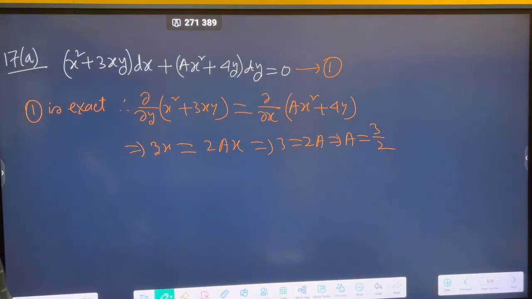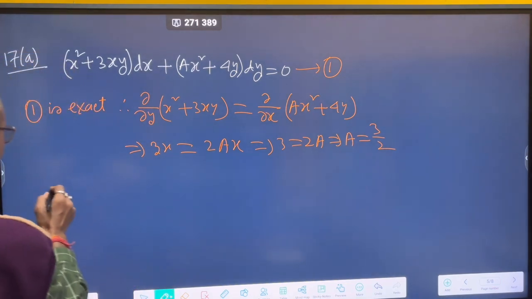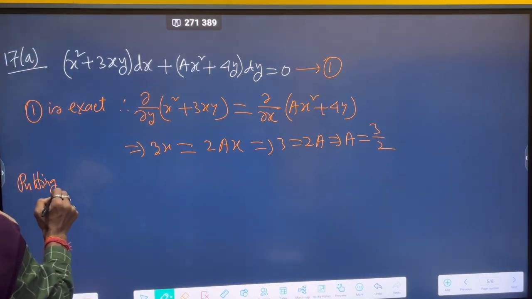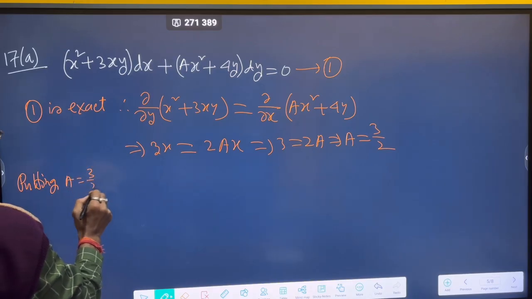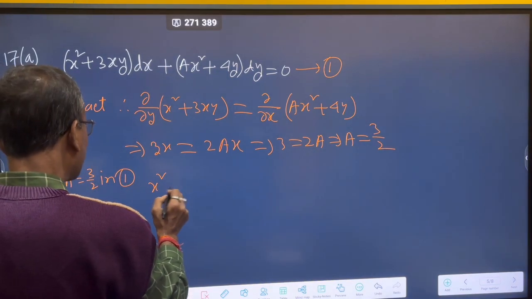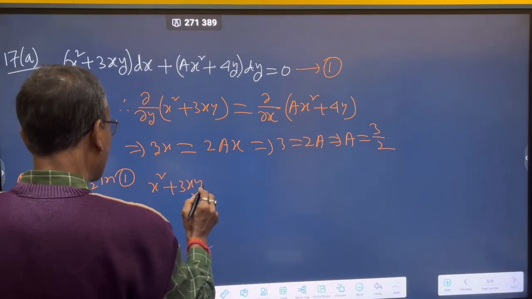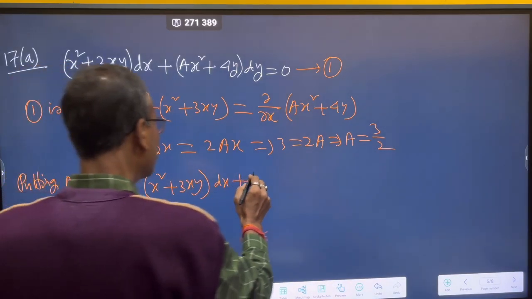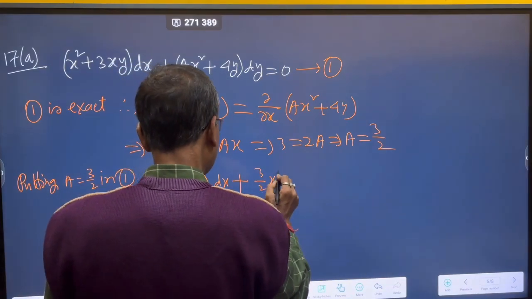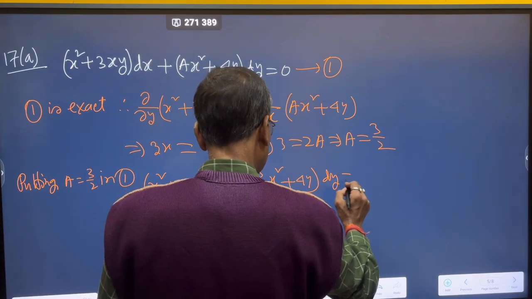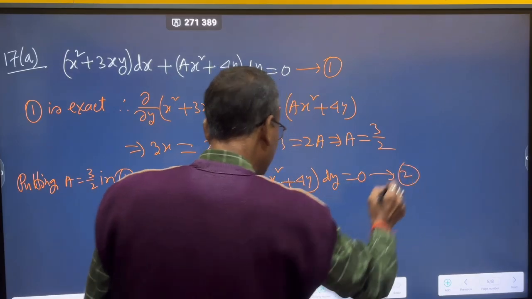A is equal to 3 by 2. Putting a equal to 3 by 2 in 1, you will get x square plus thrice xy dx plus 3 by 2 x square plus 4y dy equal to 0. Suppose this is number 2.